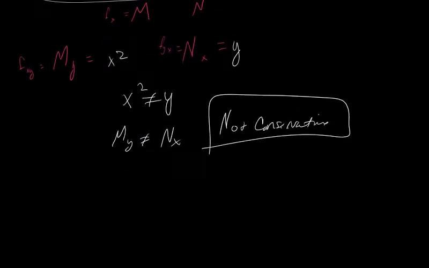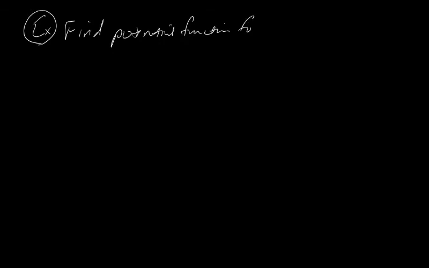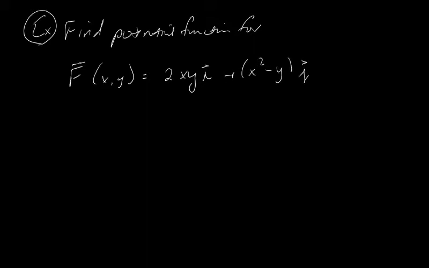Okay, now let's look at one that is conservative and see if we can find its potential function. So example, find the potential function for f of x, y equals 2xy in the i direction plus x squared minus y in the j direction. So we can verify that it is in fact conservative. So this will be my M, this is my N.